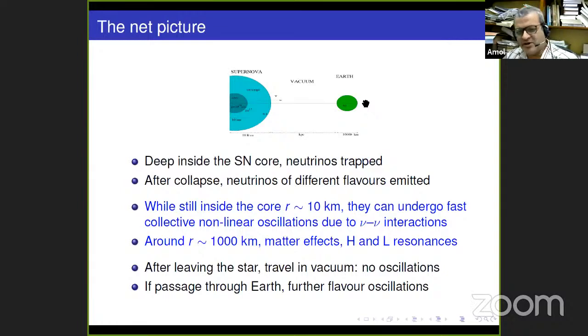It's not a problem for them because neutrinos can always travel through the Earth without doing anything. But once they enter the Earth, they are no longer energy eigenstates, and therefore there are further flavor oscillations. And we saw yesterday that these flavor oscillations actually can be seen perhaps at a detector. We will see more about that.